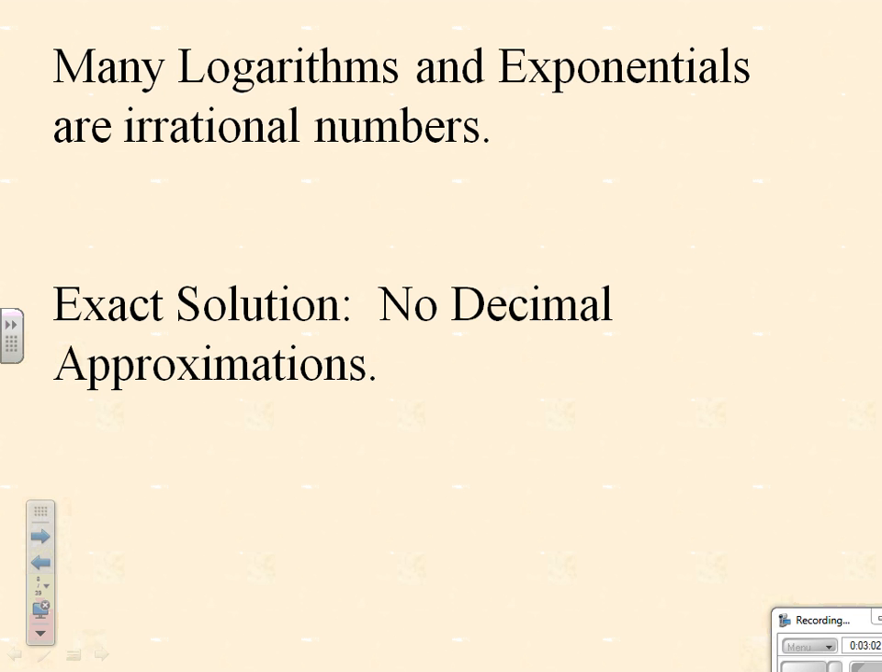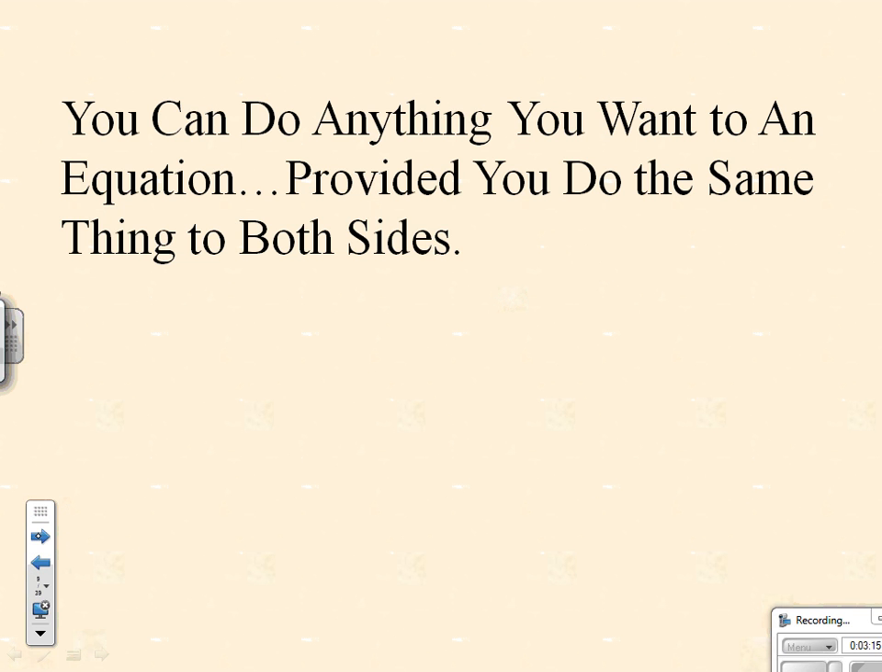We're not going to convert natural log 2 to 0.693, I think it is. We're just going to leave it as natural log 2. So we will want exact solutions instead of decimal approximations. Golden rule of math is you can do anything you want to an equation as long as you do the same thing to both sides of the equation. When you do something to a side of an equation, that doesn't necessarily mean you do it to each term in an equation. Let me show you an example of that.